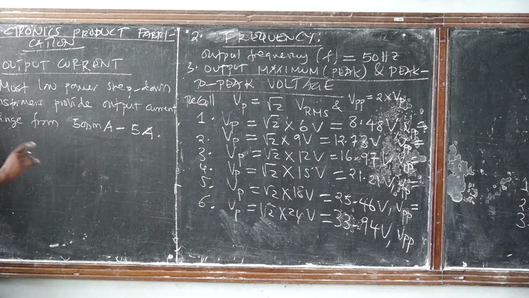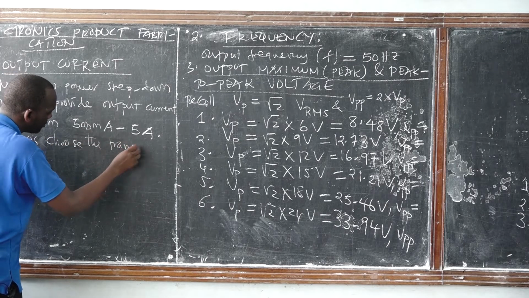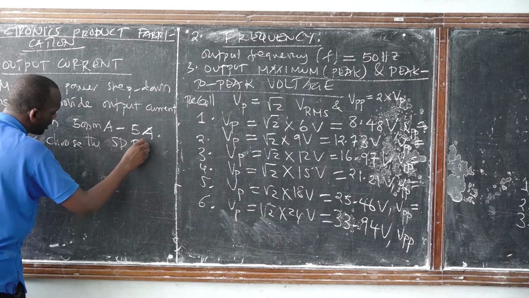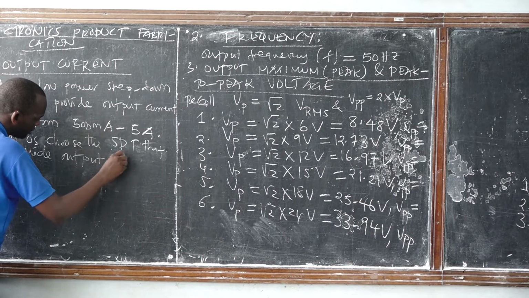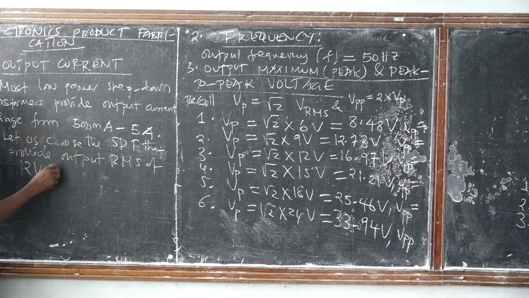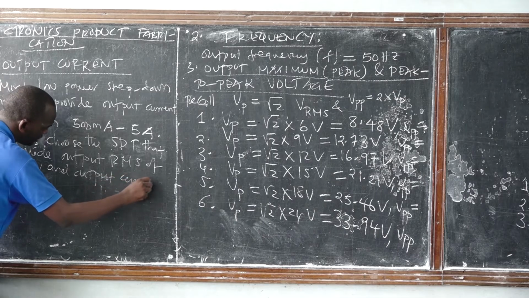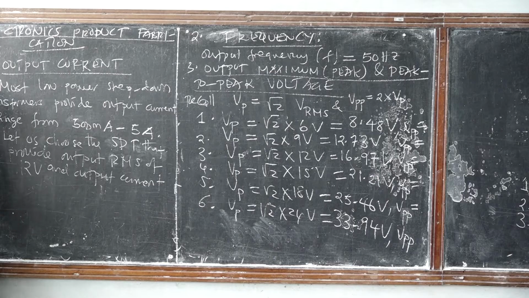So now, just to harmonize our design, let us choose the step-down transformer that provides an output root mean square voltage of 12 volts, and the output current, because we just need to power the amplifier, which will be spending just a few milliamperes, let's say 1 ampere.